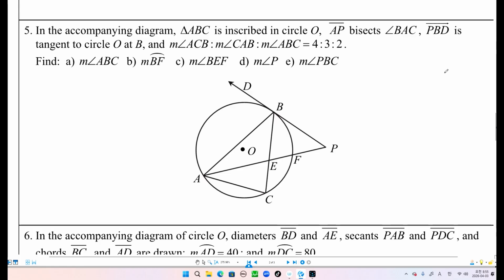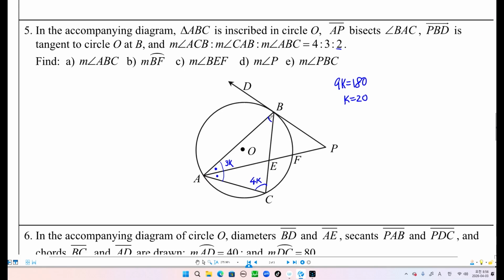AP bisects angle BAC. These two angles are equal, and PBD is tangent, PFEA is secant, okay? So another ratio here: angle ACB, if this angle is 4, I'm going to use K this time, 4K, and CAB is 3K, and this is 2K, right? The sum of our angles is 180 degrees. So 4K plus 3K plus 2K, 9K equals 180, okay? So K equals 20.